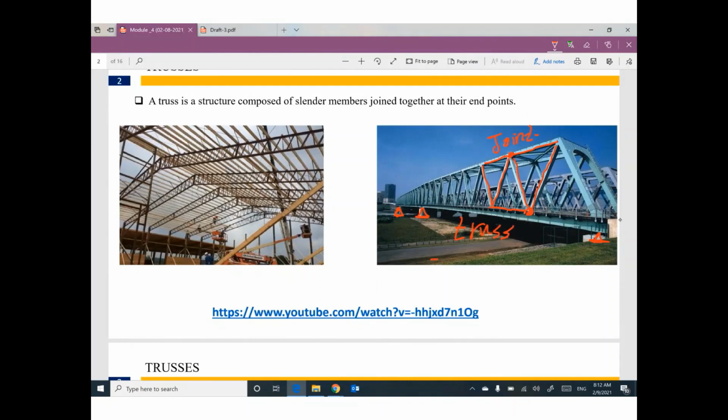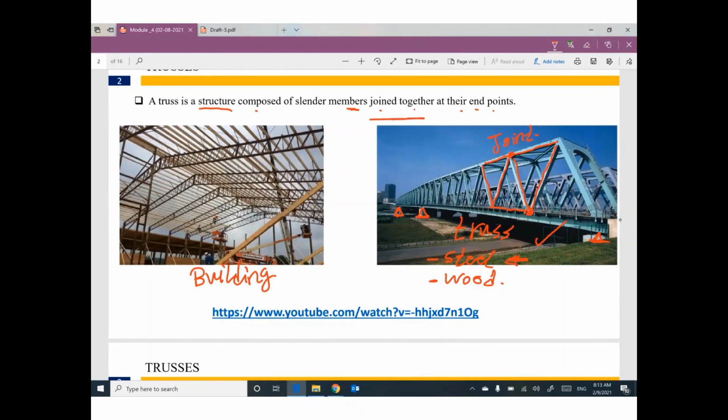This structure can be made from steel most of the time, can be made from wood sometimes. So most of the time, this structure is made from steel. This one is a huge truss for bridge. This one is a very simple truss for building. But the idea for truss is a structure composed of members joined together at their end points.